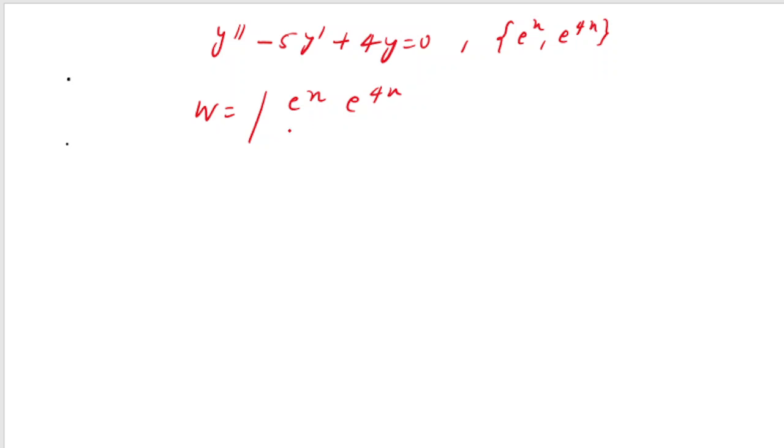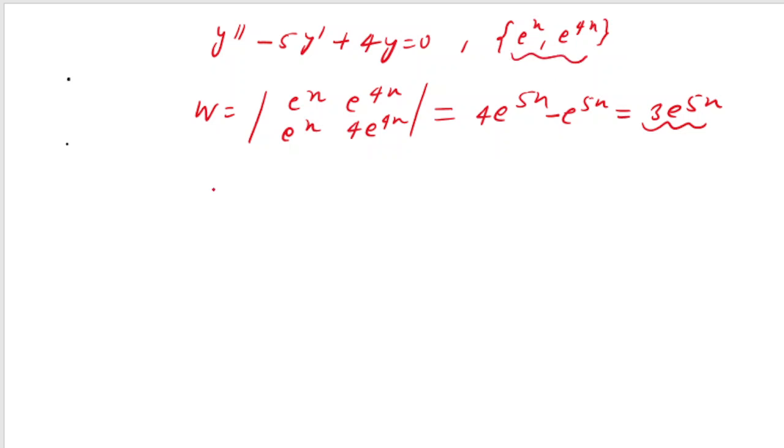I will get e to the power x, e to the power 4x, e to the power x, 4 e to the power 4x. And then if I simplify, I will get 4 e to the power 5x minus e to the power 5x. So I will get 3 e to the power 5x. So this is the process of calculating the Wronskian if we know the solutions. But if we don't know the solutions, then what is the formula?